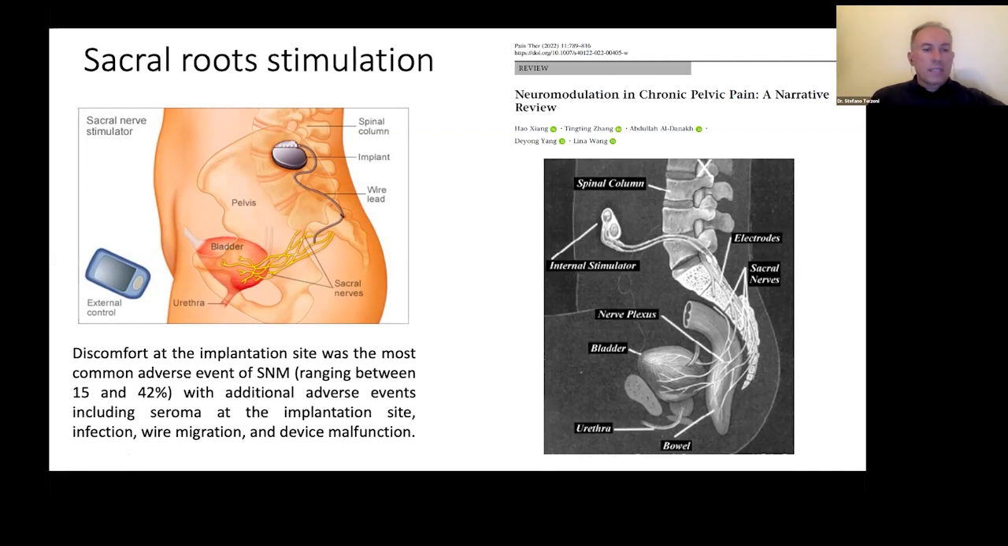What are the drawbacks? Discomfort at the implantation site is the most common adverse event, with additional adverse events including seroma at the implantation site, infection, wire migration, and device malfunction.